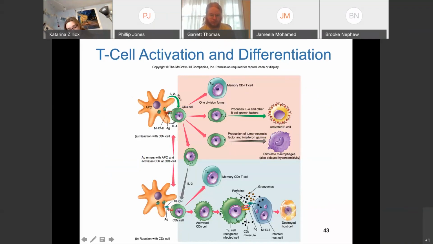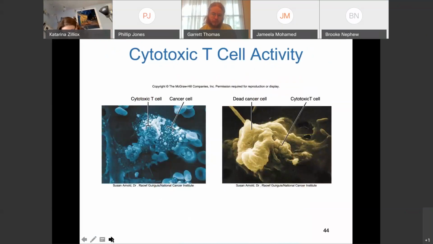When it actually sees it on the cell, it goes in and attacks it. Seeing the marker on here, attaching it. It's going to poke a hole in it. It's going to vomit some granules into it. It's going to destroy that cell. Sounds wonderful, doesn't it? So here's your cytotoxic T cell on the cancer cell. It's saying this looks foreign. It's finding a foreign marker. It literally goes in and destroys it.